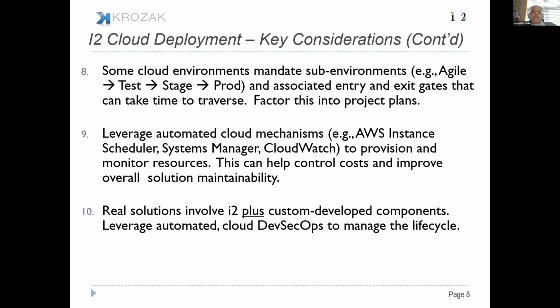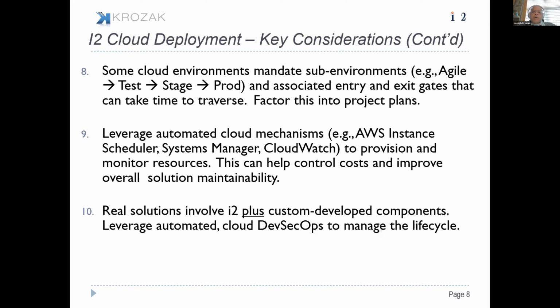So that's a key way to help manage your infrastructure. And then finally, what we found is that real solutions involve not only I2, but also a combination of different components. You might be integrating with another system that they already have in place, and they want to have the two work together. And then there are also a number of custom components, depending on the kind of environment you're in, that you may be developing in conjunction with I2.